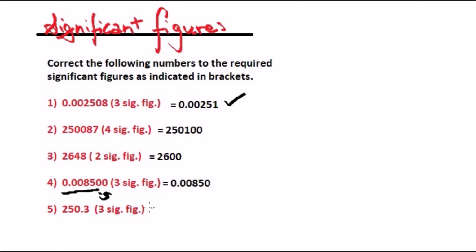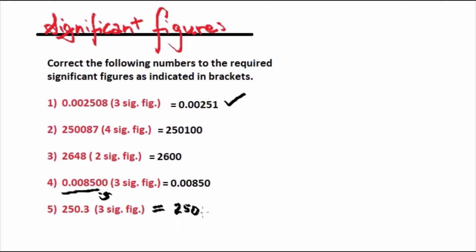Okay, so on to the last one. 250.3 to 3 significant figures is equal to, now we look at the first non-zero digit, which is 2, and we count after that 1, 2, 3. Now this 0 appears between 2 significant figures or non-zero digits, so therefore it is significant. So we count 1, 2, 3, so this 0 is our third significant figure. And so writing from the start up to 3 significant figures, we have 1, 2, 3.